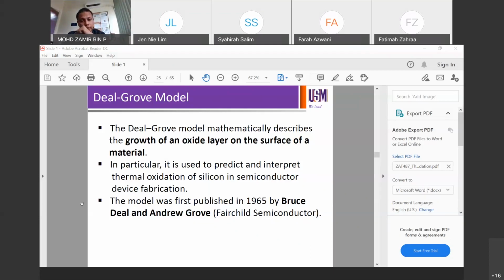Okay, so the Deal-Grove model mathematically describes the growth of an oxide layer on the surface of a material. In particular, this is silicon. It is used to predict and interpret thermal oxidation of silicon in the semiconductor fabrication process. The model was first published back in 1965, just like Moore's law, so around 1965 as well, by Bruce Deal and Andrew Grove. Both of them worked at Fairchild Semiconductor at the time. So it's still being used until today. Okay, so this model has been around for a long time. Basically, it is used to predict the growth of the oxide under different conditions.